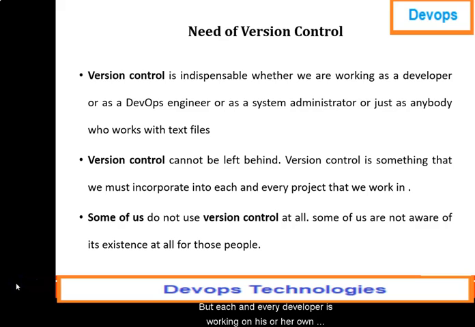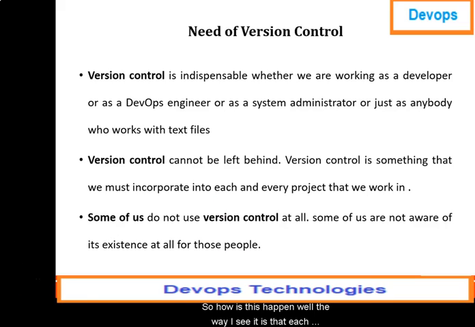But each and every developer is working on his or her own piece of code. Alright, if it's maybe a web application, for example, somebody is working on the front page, somebody is working on the about page, somebody is working on the user authentication page, and so on. But at the end, this code must be merged together in order for the application to be tested. Very simple. So how does this happen?